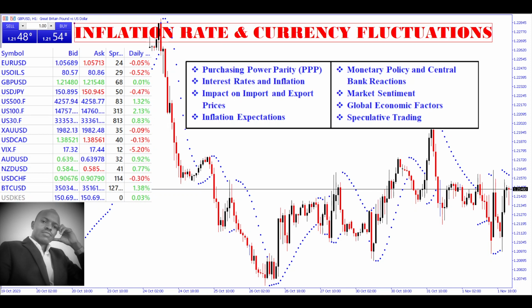Impact on purchasing power parity. The concept of purchasing power parity suggests that exchange rates should adjust to equalize the prices of identical goods and services in different countries. If inflation is higher in the UK than in other countries, it erodes the value of the British pound. The result is that the pound will depreciate to bring about parity in the cost of goods.